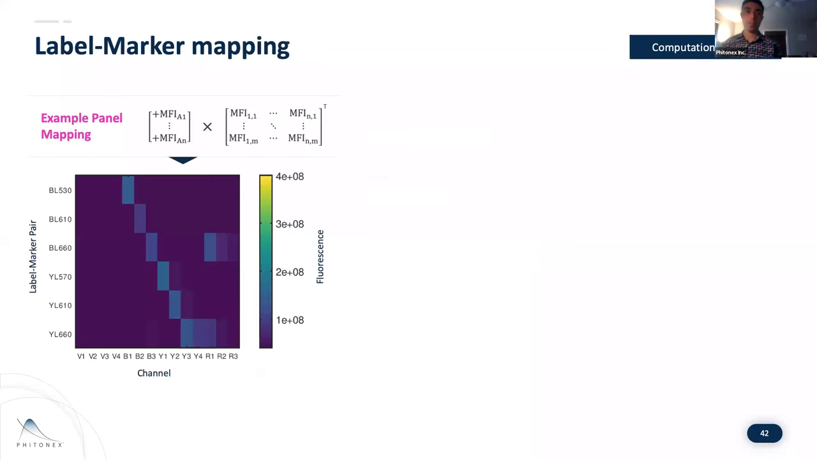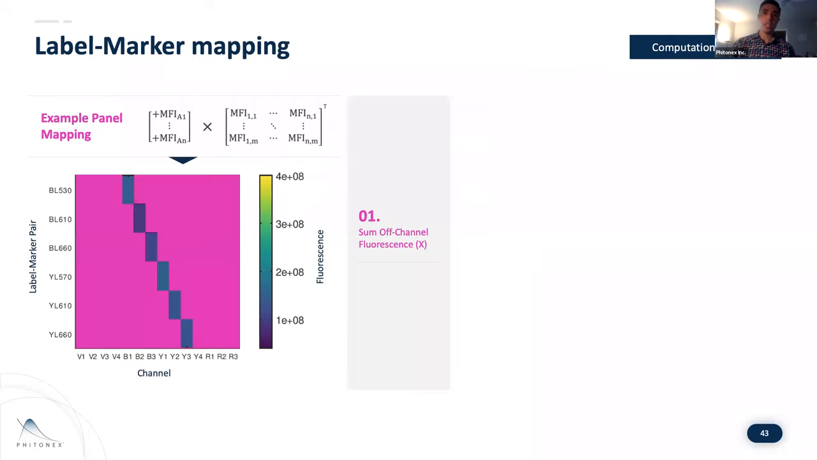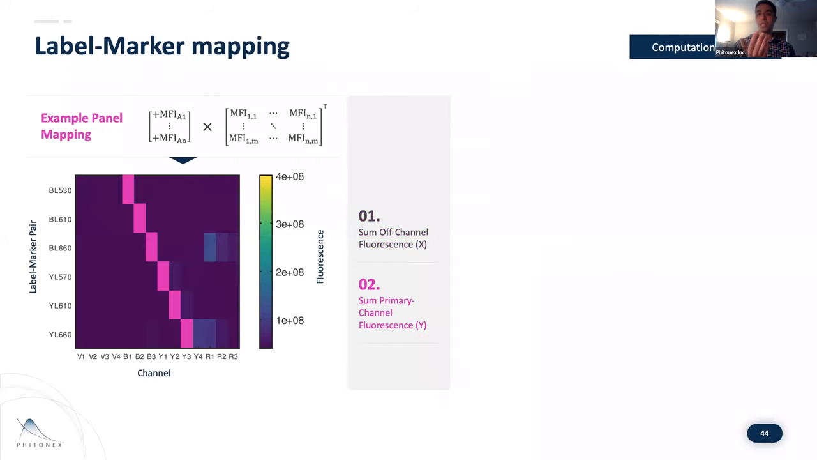We mapped all possible panels. And to characterize these, we took a sum of all of the off-channel fluorescence, and then we could also look at the sum of the primary channel fluorescence. If you think about it, it's a really simple way of thinking about how you did your panel design. It wasn't this heuristic approach.